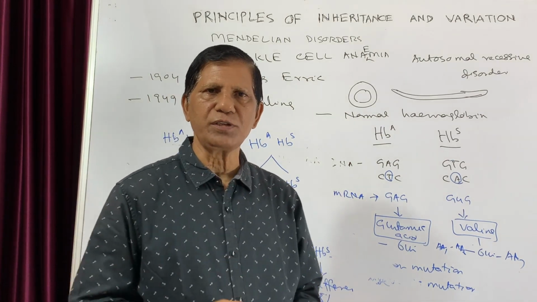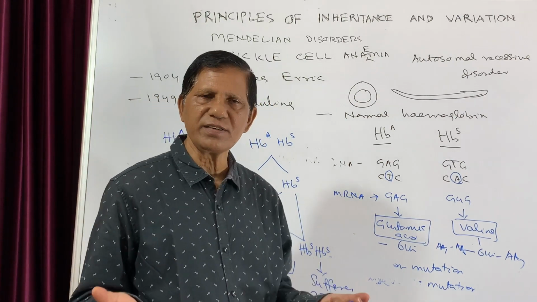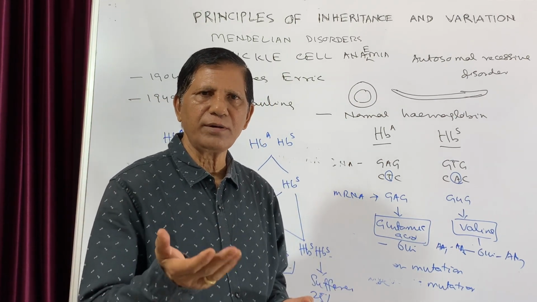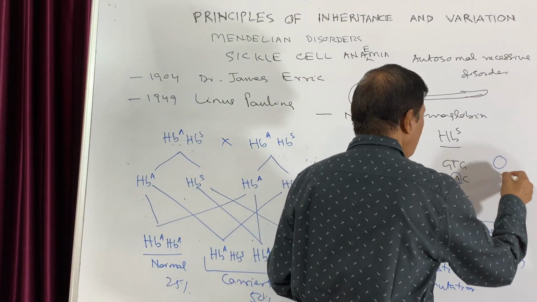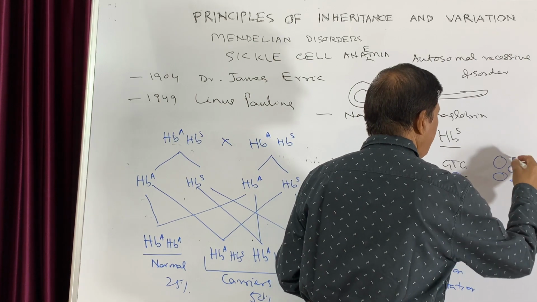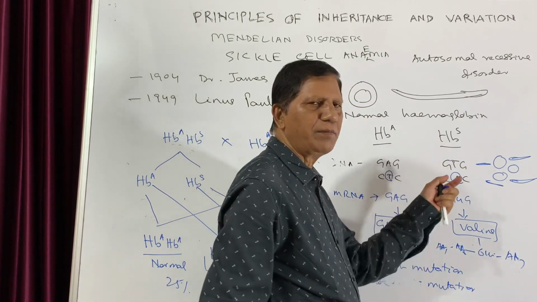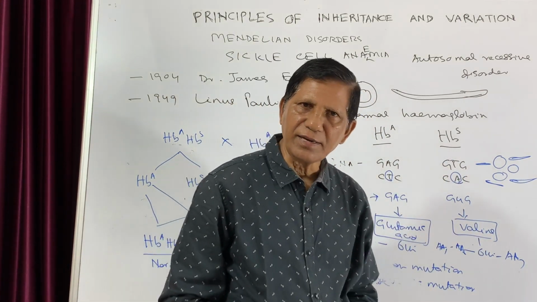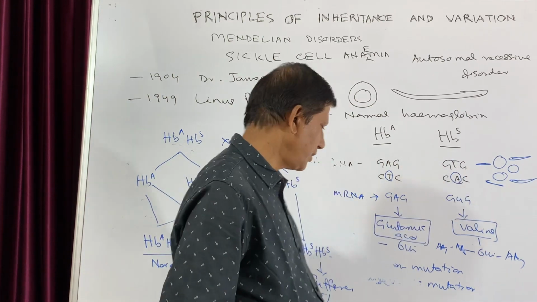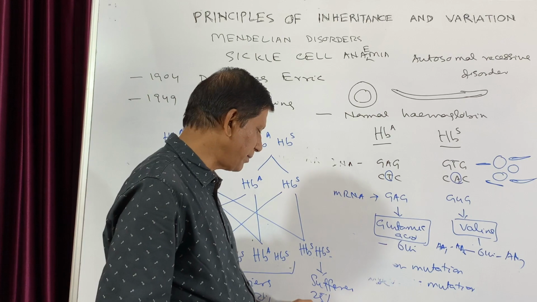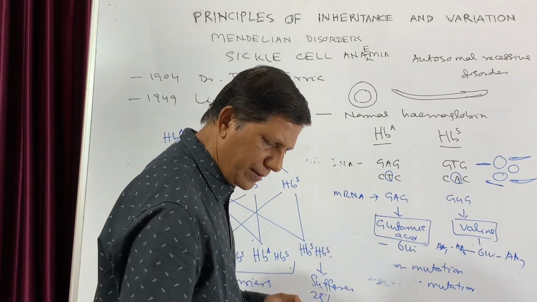Then you may ask one question: how can we know that they are carriers? The answer is very simple: by examining their blood. If the blood is examined, then we will find two types of hemoglobin in them. That means 50% are normal and 50% sickle cell. In that case, it will be advised, don't marry, because there is a possibility that your children may suffer from this. So in this way it can be avoided.